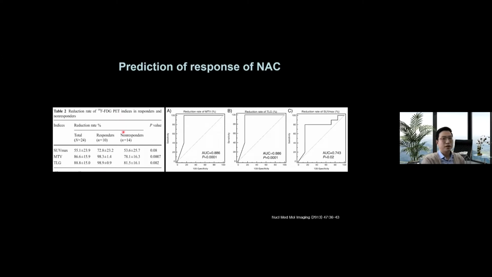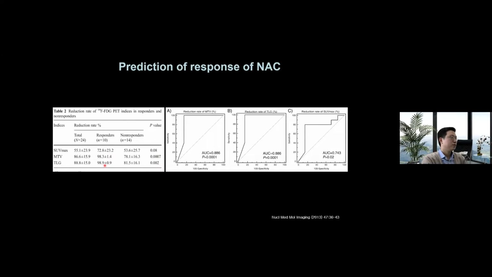And the patients were divided into responders and non-responders based on the histologic evaluation in the surgical specimen after neoadjuvant chemotherapy. And as expected, the percent reduction rate of FDG PET parameters were higher in responder group, SUV max and MTV and TLG as well. And the difference between the two groups was significant in MTV and TLG, and SUV max showed a trend of difference.